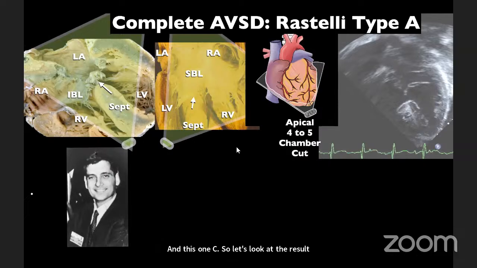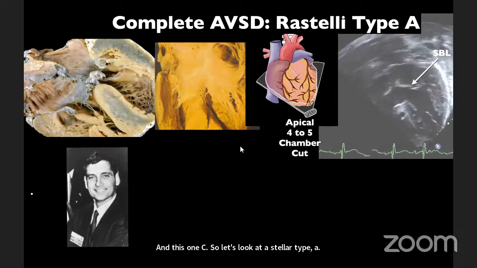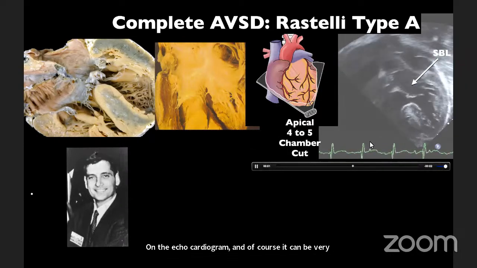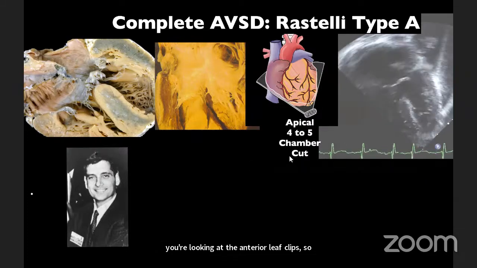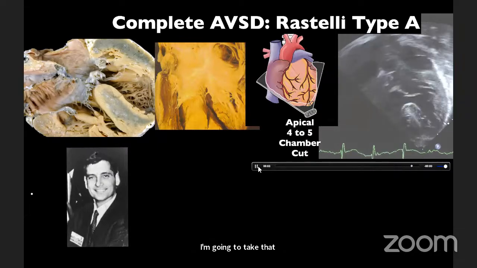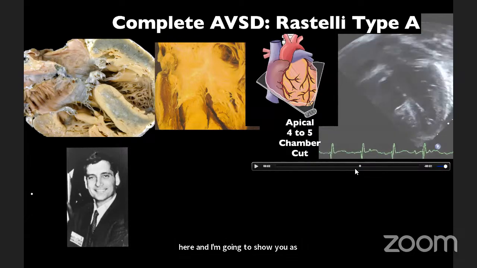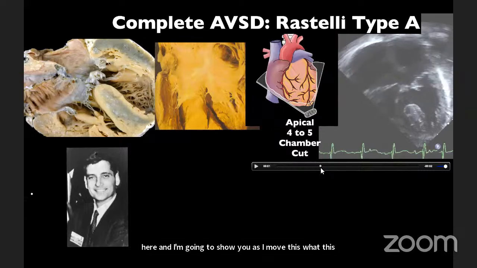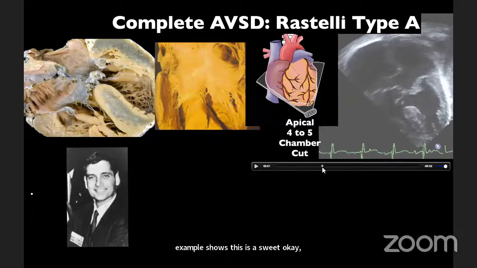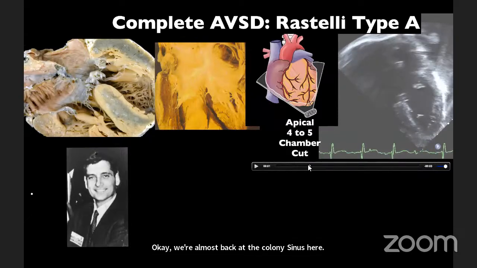So let's look at a Rastelli type A on the echocardiogram. And of course, it can be very difficult because what you have to do is make sure you're looking at the anterior leaflet. So we're looking at the superior bridging leaflet. I'm going to take that off, and I'm going to stop this here. And I'm going to show you, as I move this, what this example shows. This is a sweep. Okay, there's the posterior leaflet attached to the crest of the septum. Okay, we're almost back at the coronary sinus here. So we're looking way back at the posterior aspect of that valve leaflet.